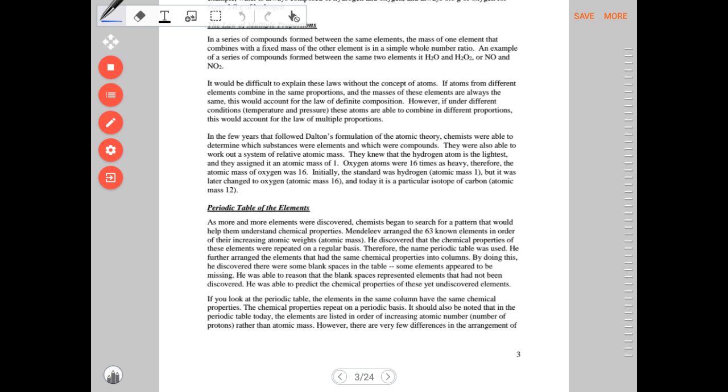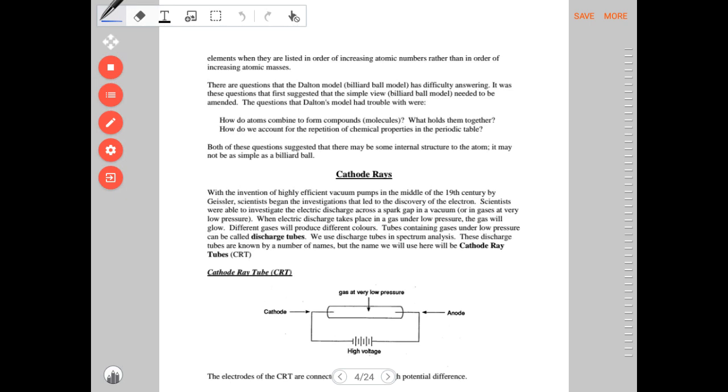He was able to predict the chemical properties of these yet undiscovered elements. If you look at the periodic table, the elements in the same column have the same chemical properties. The chemical properties repeat on a periodic basis. It should be noted that in the periodic table today, the elements are listed in order of increasing atomic number, which of course is the number of protons in them, rather than their atomic mass. However, there are very few differences in the arrangement of the elements when they are listed in order of increasing atomic numbers rather than increasing atomic masses.